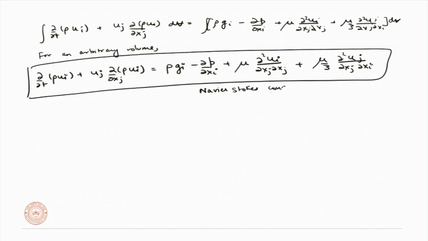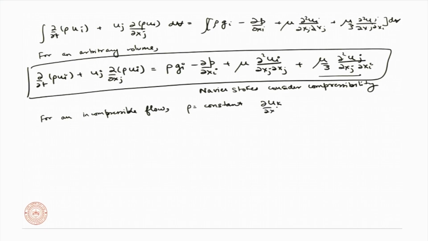considering compressibility, or compressible flow. Okay. So, this is our compressibility effect, right, and this rho in the integral is our compressibility effect. For an incompressible flow, our rho is a constant. So, we can divide the entire equation by rho. Another thing that comes up is that del uk by del xk or del uj by del xj is equal to 0 from the continuity equation.